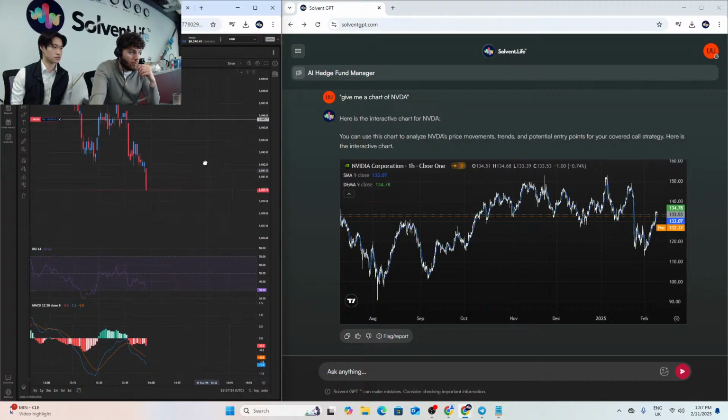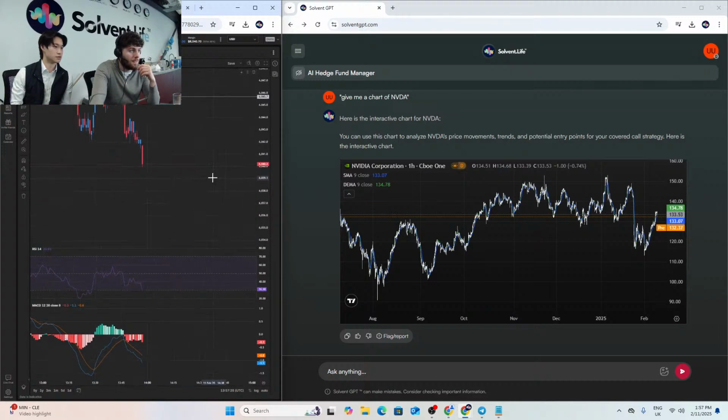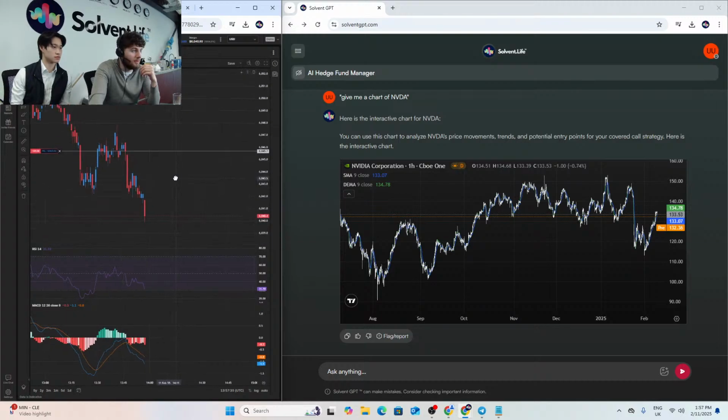That was a big drop. Whoa. So within the space of a minute, we just made another $100 in this trade. We're sitting on around $500.